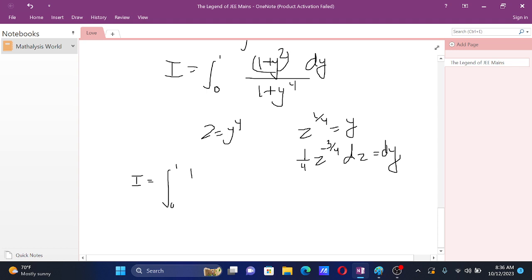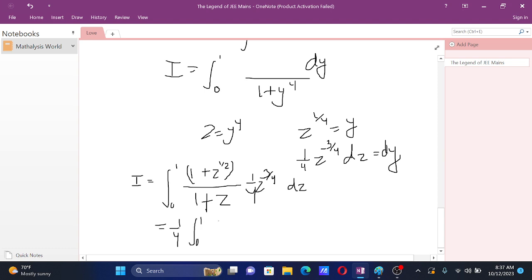y square is just 1 plus z to the power 1 by 2, and then we have 1 plus y to the power 4. So 1 plus y to the power 4 will be 1 plus z, 1 plus z, and dy will be 1 by 4 z to the power minus 3 by 4 dz. Now we can take the constant out. 1 by 4 integral from 0 to 1, and z to the power minus 3 by 4 plus z to the power minus 1.